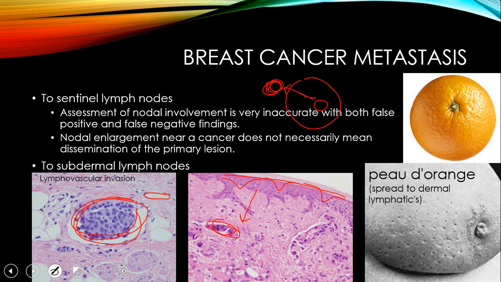because it's got all this invasion into the subdermal lymph. The condition for this they call peau d'orange. It's French, I guess, which is the spread to dermal lymphatics. I guess the look that you see there is similar to the look of an orange, and that's why it's French for, I guess, something about the peel of the orange.